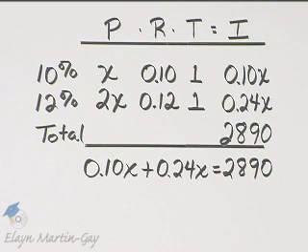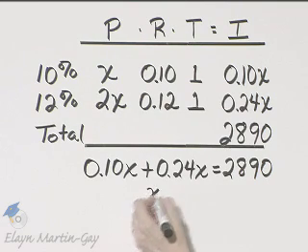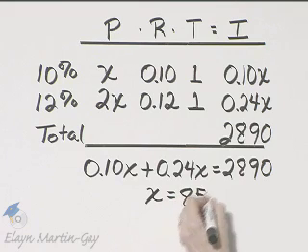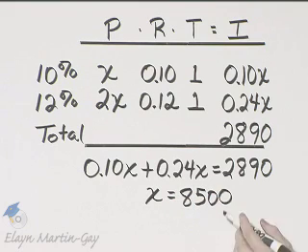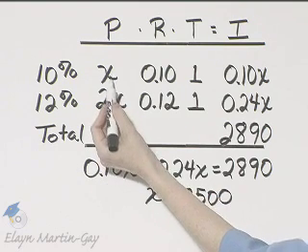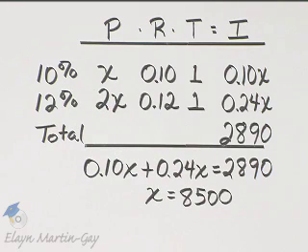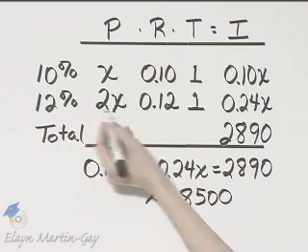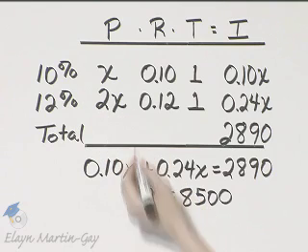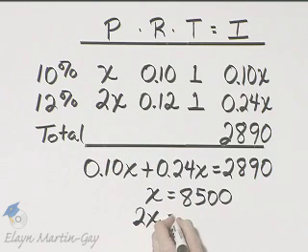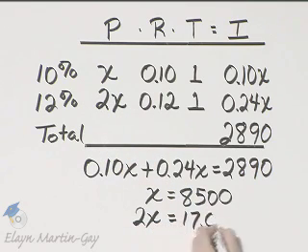If you solve that equation for X, you will have that X is equal to 8,500. Now notice from your table, that will be the principal or the amount invested at 10%. If you want to find the amount invested at 12%, you would double X or 2X, and that would equal $17,000.